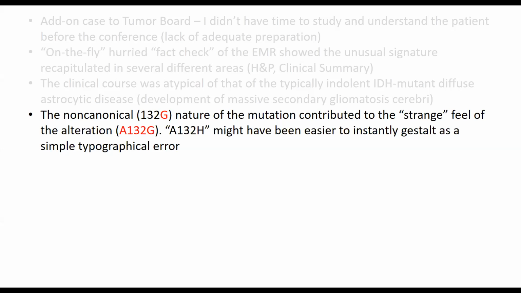If it had been the canonical mutation, R132H, and A had been substituted for R, so it was A132H, I think that would have been easier to instantly gestalt, oh, it's just a typographical error. That should be R132H. That would have been easier. All right, but no, what are the odds? What are the odds that this case that's going to come along and give me a problem has to be a non-canonical? It's like two things. It was a non-canonical and there was a typographical error, and the combination gave it a strange feel.